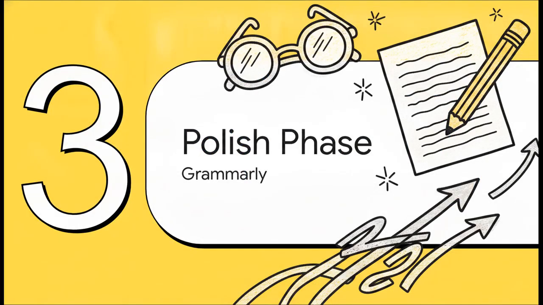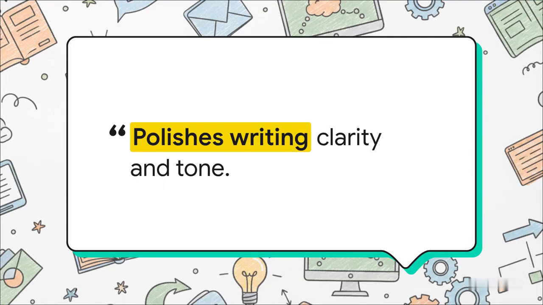Let's move to our final step, the polish phase, using Grammarly. Okay, so you've researched, you've drafted, and now it's time to refine the whole thing, using Grammarly's free tier. Look, we've all written that clunky, exhausted 2 a.m. sentence. Something terrible like, this essay is about stuff that is bad, right? Grammarly swoops in and instantly improves your writing clarity and tone.